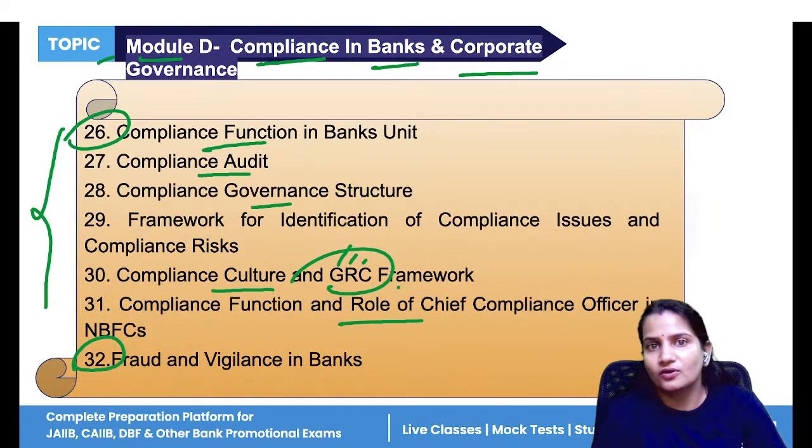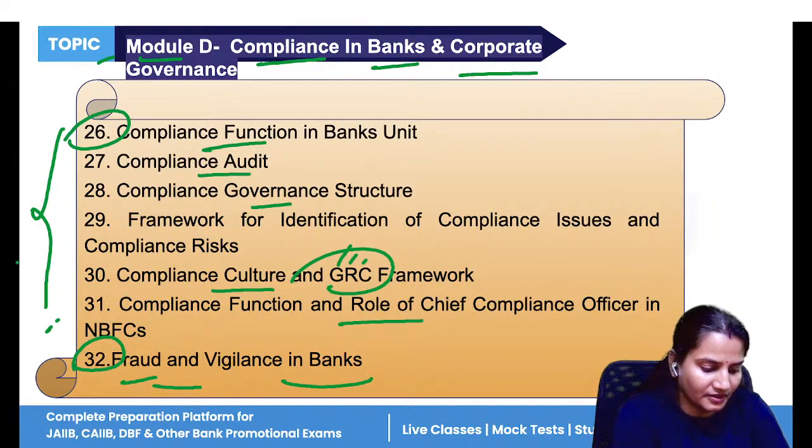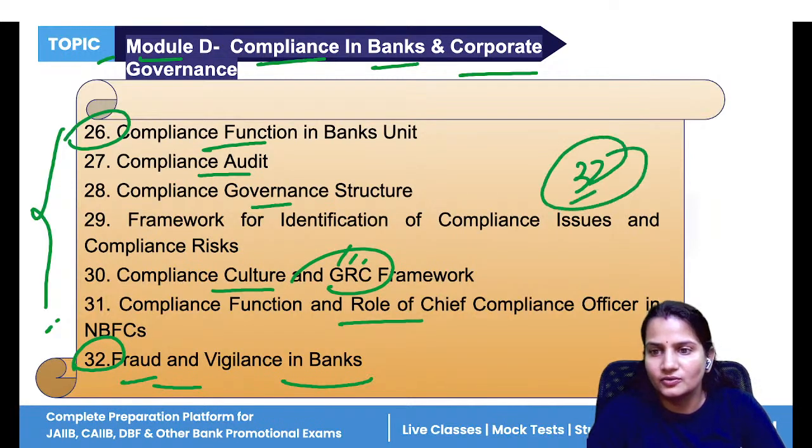Then, what is the role of the CCO, Chief Compliance Officer, in an NBFC, or the Chief Compliance Officer in other banks also? And at last, if any kind of fraudulent activity is conducted, or if there is any cyber threat, how will you cope with that? So that is unit number 32. So this entire ABM includes a total of 32 units.